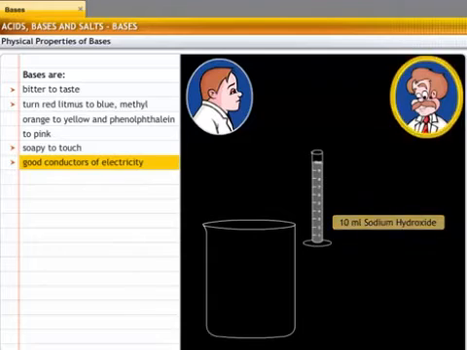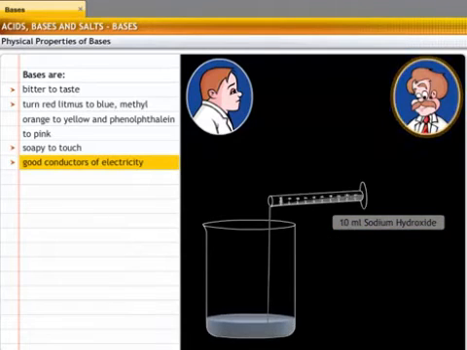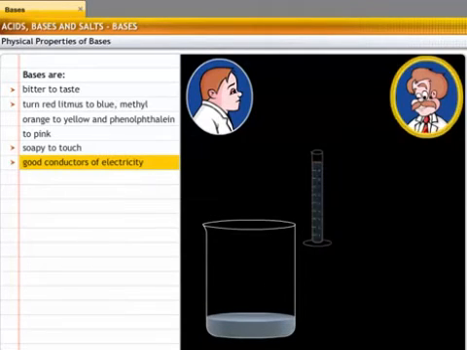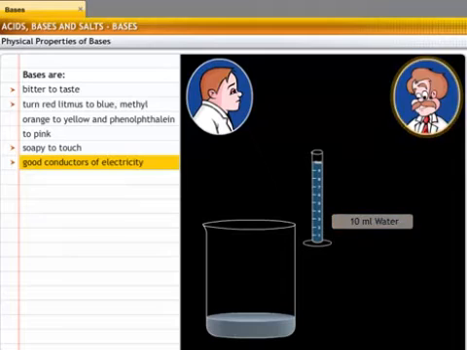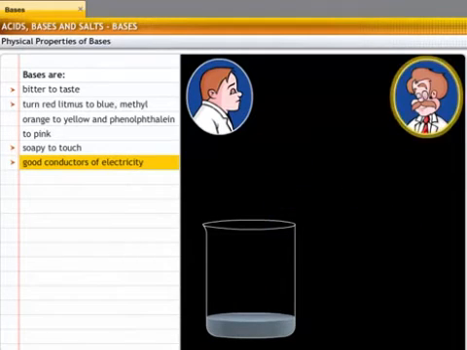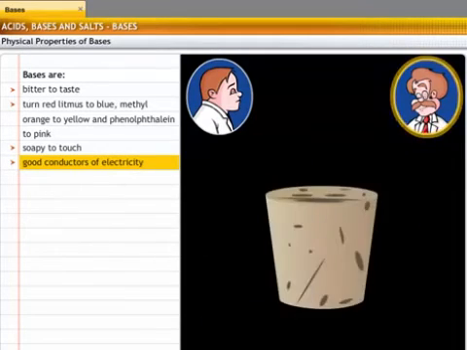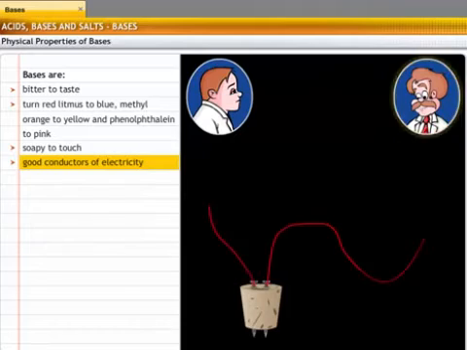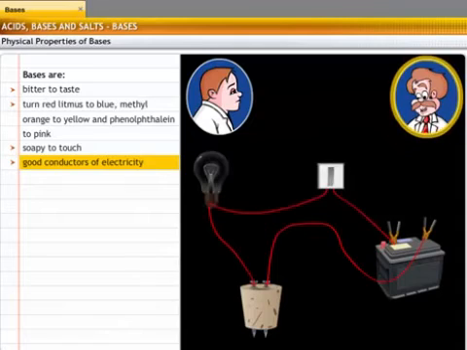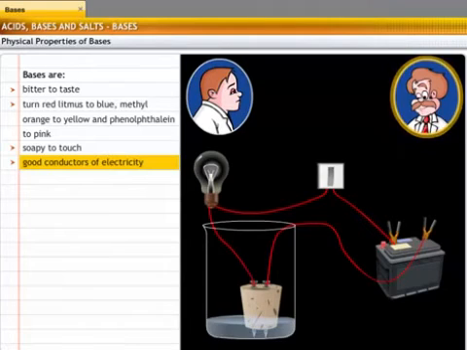First, we take 10 milliliters of sodium hydroxide solution and 10 milliliters of water in a beaker. Then, we take a cork and fix 2 carbon rods in it. Next, we connect the rods with an electric wire in series, along with a battery, switch, and a bulb. Now, we insert the setup into the beaker with sodium hydroxide.